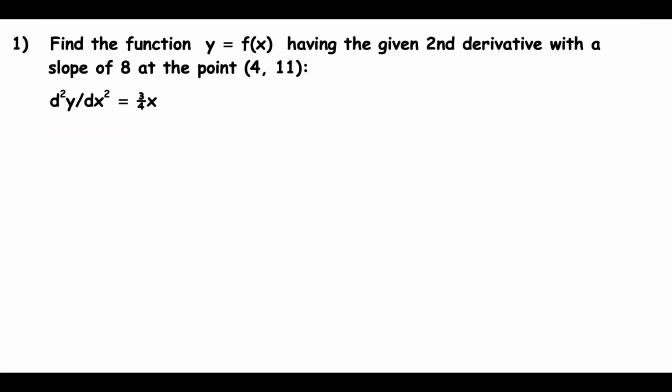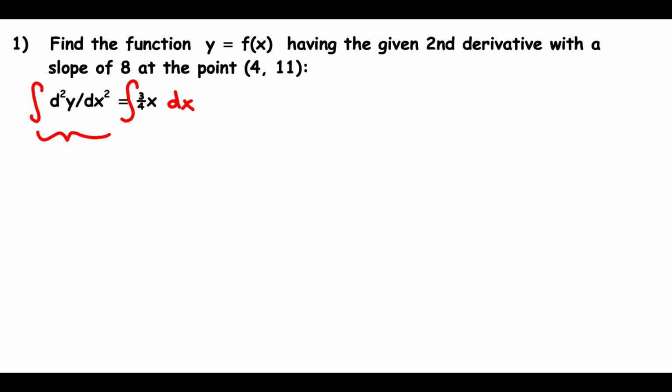Okay, we have a mystery function, y equals f of x. I don't know its equation. I do know the second derivative, however. And I know that the slope of the function is 8, and it goes through the point (4, 11). That's enough for me to work backwards, which is really what this is, to figure out what f of x is. So since I have the second derivative, I've got to integrate twice to work my way back. So let's integrate both sides. We're actually going to integrate with respect to x.